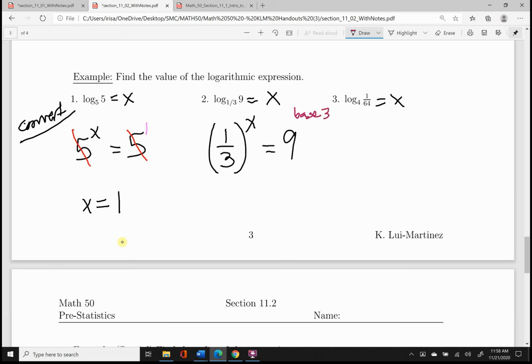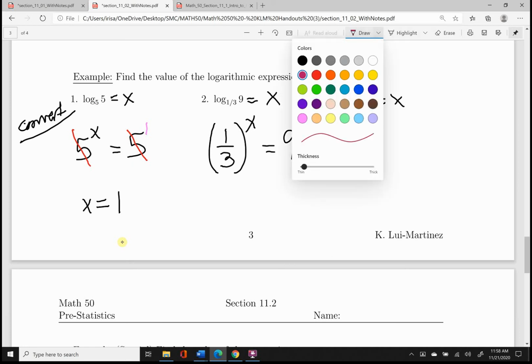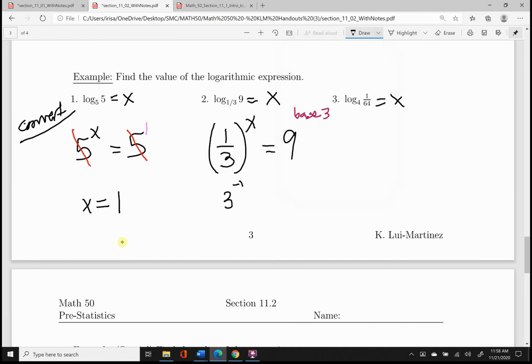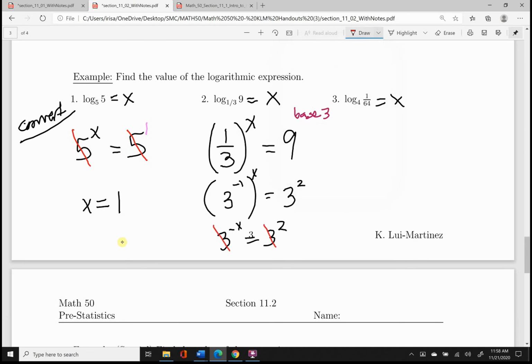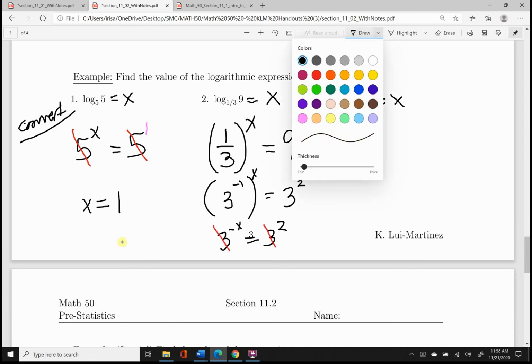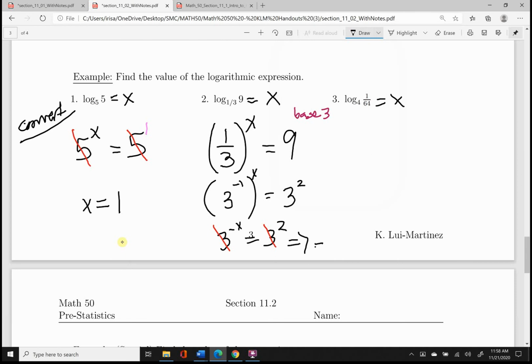So this 1/3, the 3 being in the denominator space, I'm going to look at this and be like, that's 3 to the -1 power, but then it's still collectively raised to the x power. And then 9 can be rewritten as 3 squared. So therefore, this becomes 3 to the -x power equals 3 squared. Go ahead and drop the bases. Boom, boom. This implies that -x is equal to 2, which means that ultimately x equals -2 for this one.